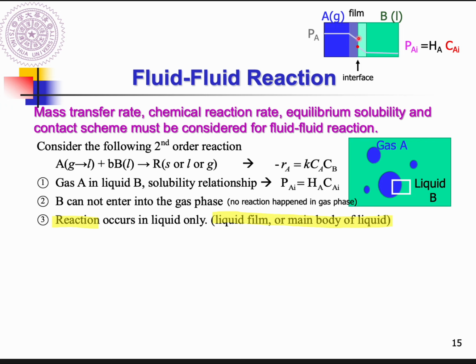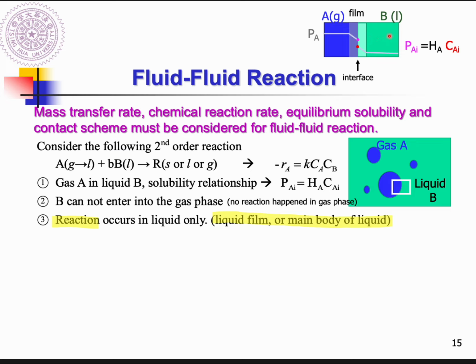Let's make an assumption. If diffusion only takes 1 second, but the reaction takes 100 seconds, which means the transport is very fast, then after just 1 second the molecule A has already moved to here, passing through and entering the bulk liquid. But the reaction, as I mentioned, takes 100 seconds, so the reaction hasn't finished.